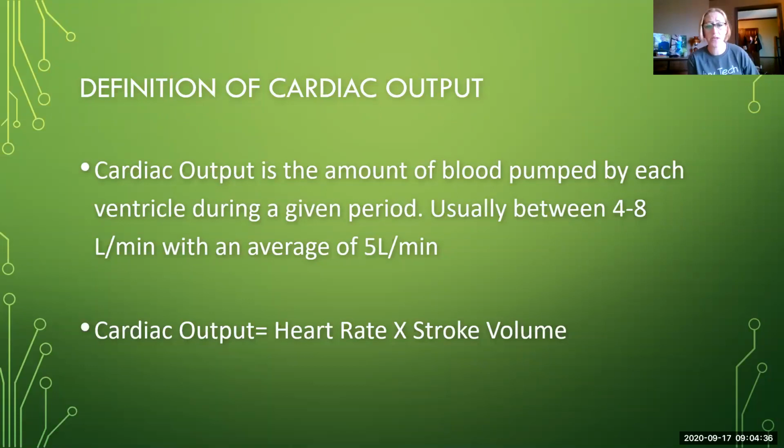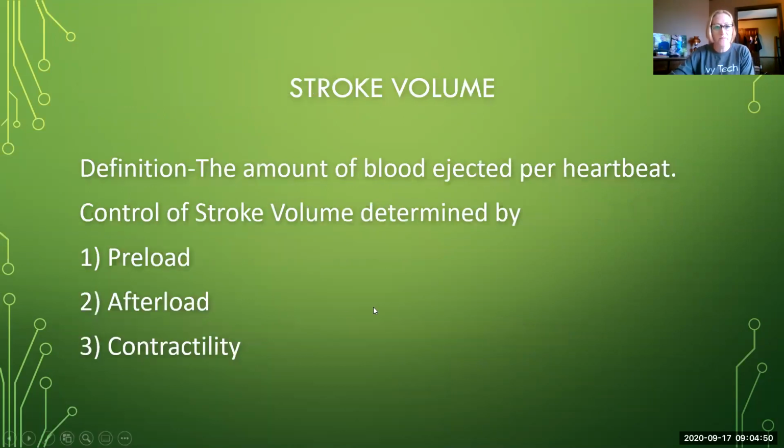Cardiac output is the amount of blood pumped by each ventricle during a given period. It's usually between 4 to 8 liters, and 5 liters is about our average cardiac output. Simply put, cardiac output is our heart rate times our stroke volume. Stroke volume is the amount ejected per heartbeat, and it's controlled by preload, afterload, and contractility.